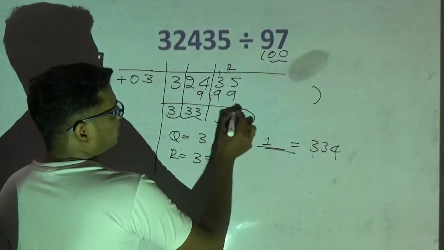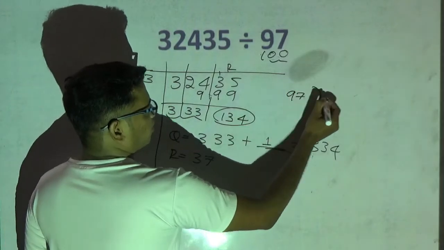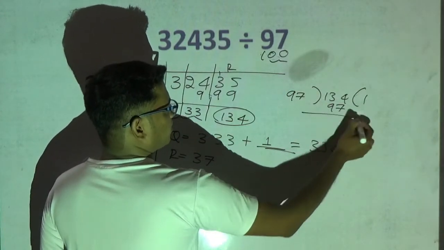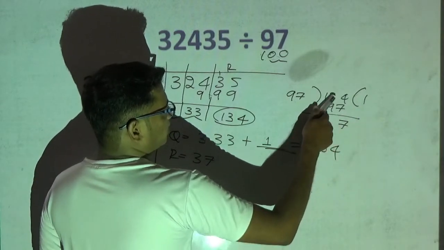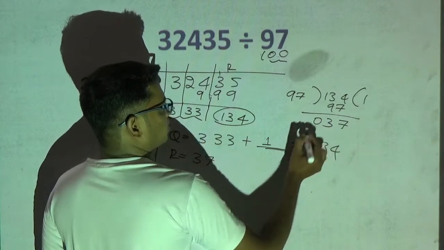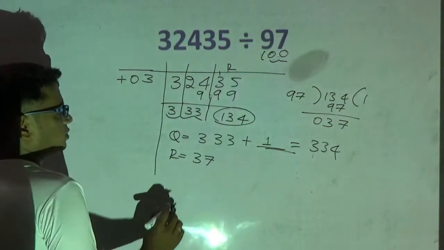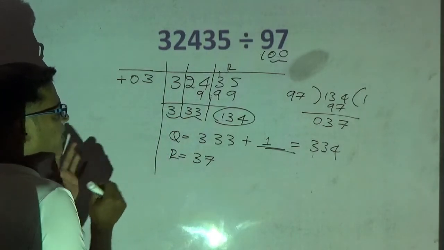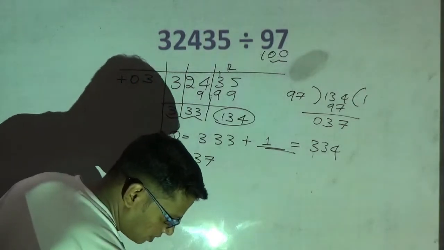You have to check whether the remainder will go by the given number 97. Yes, it will go into 134. How many times? 1 time 97. Okay. So 14 minus 7 is 7. Here 12. Now 12 minus 9 is 3. This is 0. What is the remainder? 37. Can you divide further by 97? No. So the answer for this question: quotient is 334. Remainder is 37. Okay. Hope you have understood this example also.